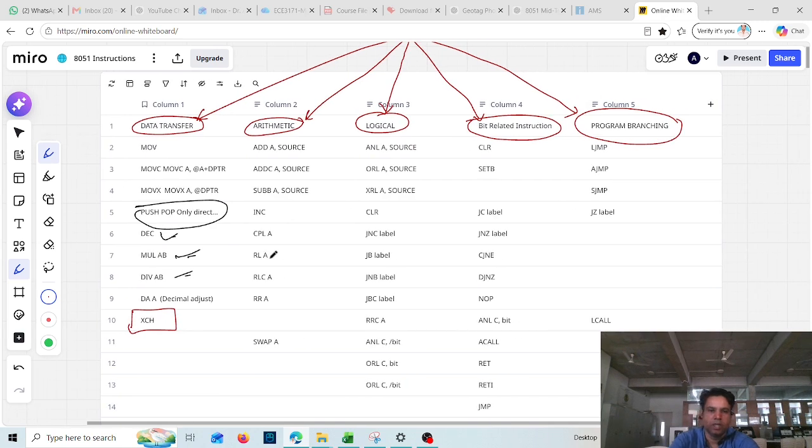Let us now start the arithmetic instructions. Arithmetic instructions include the addition instruction and the subtraction instruction. Multiplication and division are also supposed to be in this group, but we have already studied that yesterday. INC I explained yesterday. Then we have CPL, which complements the value of A, and RL A, rotate left. RLC is rotate left with carry, and rotate right and RRC are also there. RRC is rotate right with carry. So let us try to understand all these instructions.